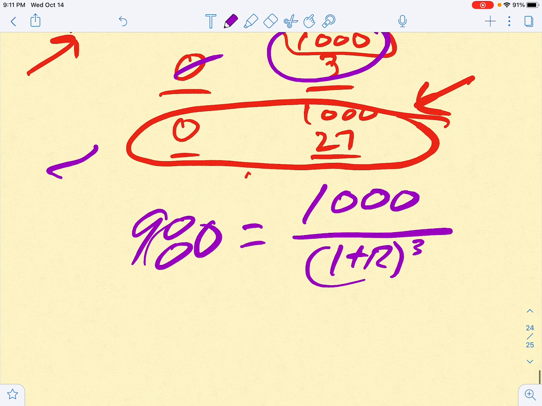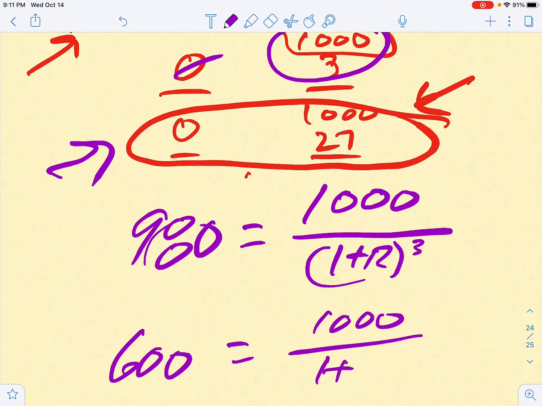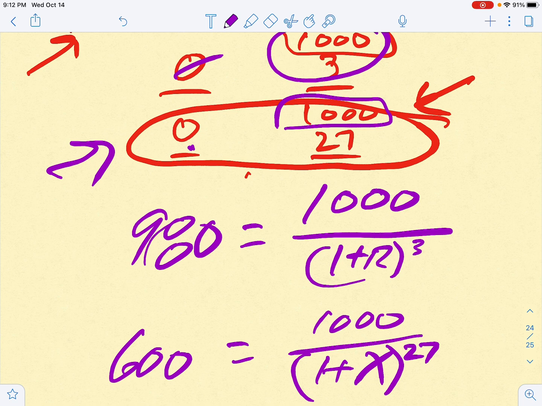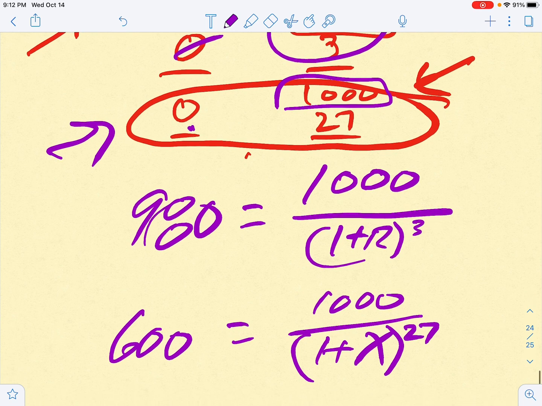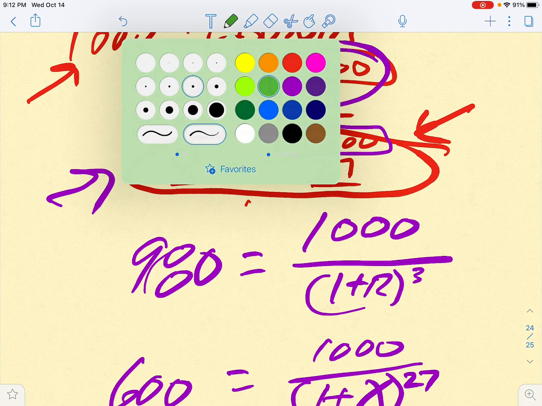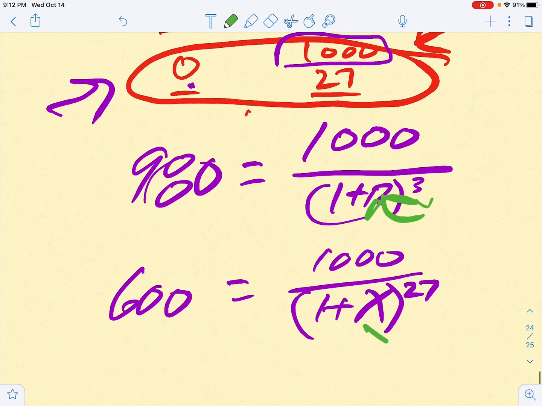And then we could do the same thing here. Let's say they pay 600 for it. 600 equals 1,000 divided by 1 plus, I'll just call it x, 1 plus x to the 27th power. And then you could solve for x, right? And then x would be the periodic rate that's appropriate when we look at spending 600 here at date 0 for an asset that's expected to mature at $1,000 at date 27. And we can solve for R, and we can solve for X.